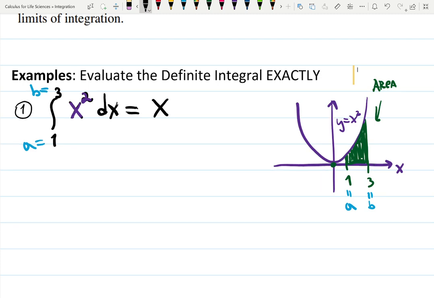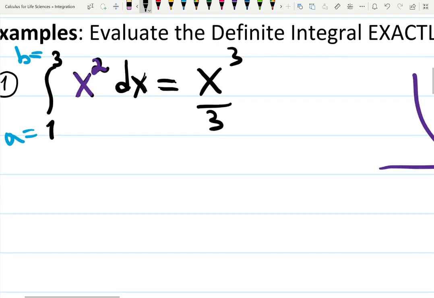Almost. Sorry, I'm back. My brain's on. X cubed over 3. X cubed over 3. We did learn this before. Add 1, divide. Now, usually we would add plus c and we'll be done.